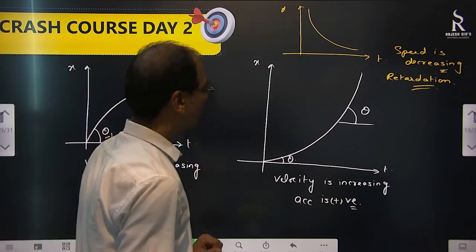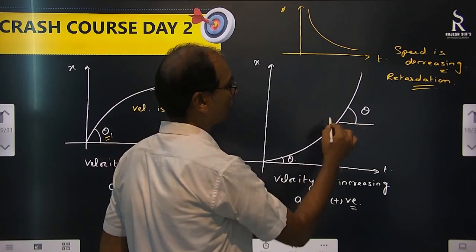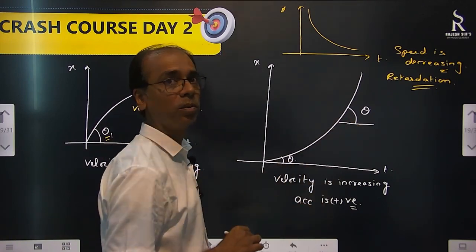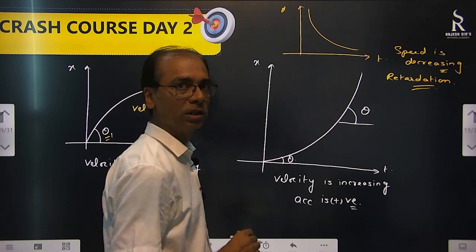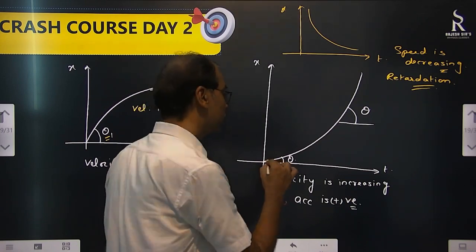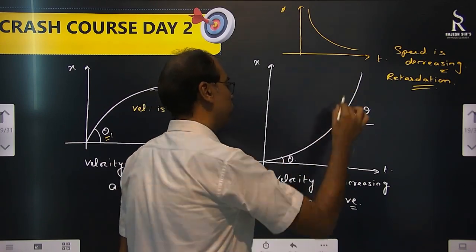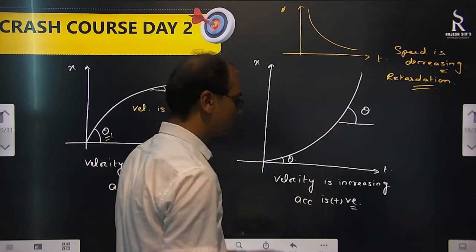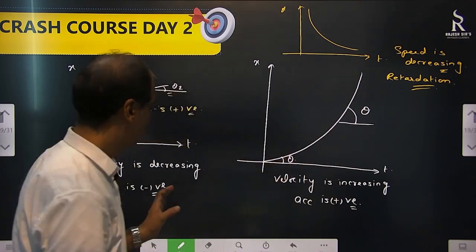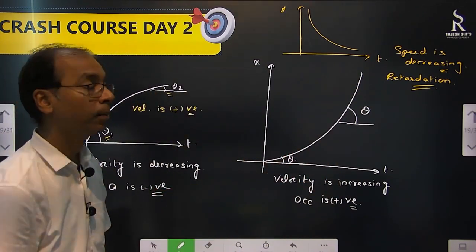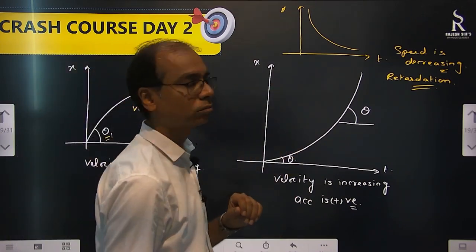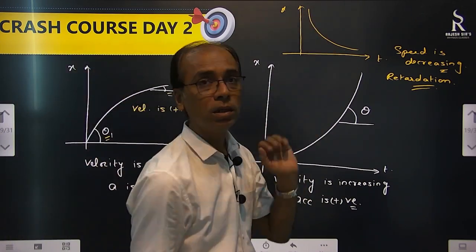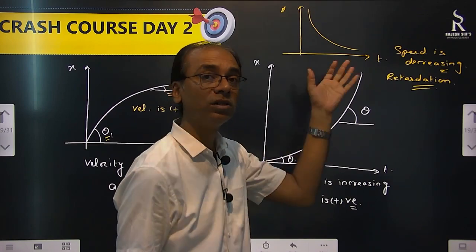Here also you see that these are positive angles. Positive angle means velocity is positive, and velocity is increasing. Velocity is positive and velocity is increasing also, so acceleration is positive. Here acceleration is negative, here acceleration is positive. In this case, velocity itself is negative.